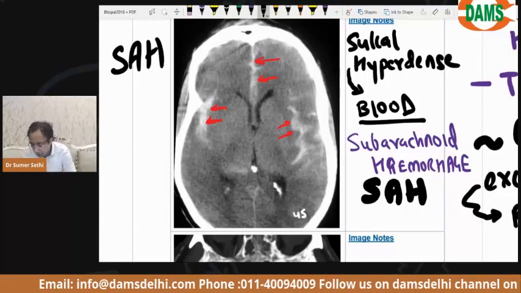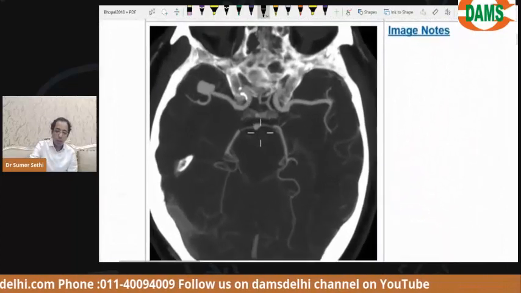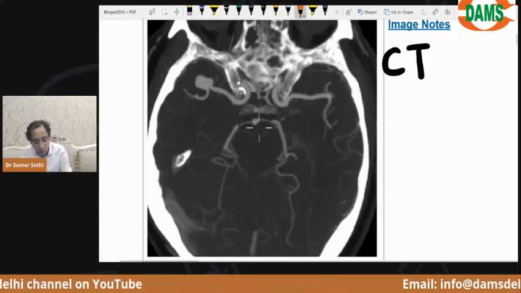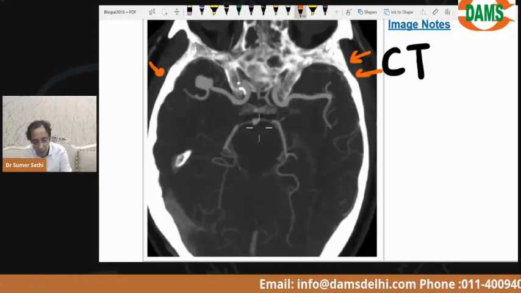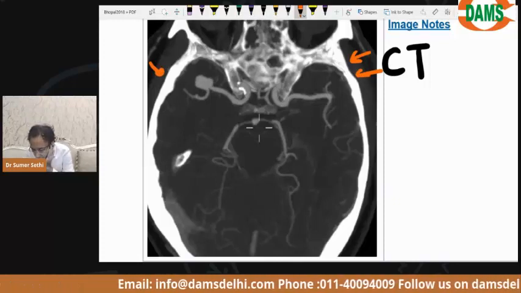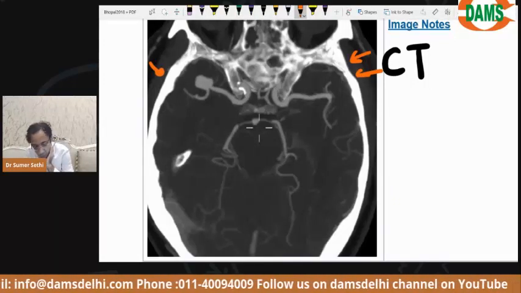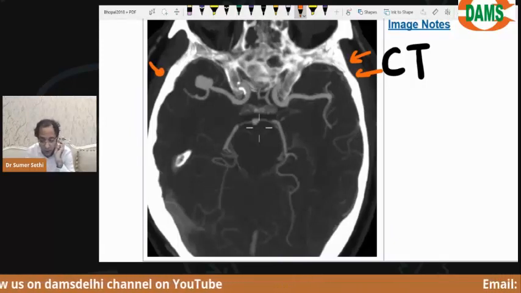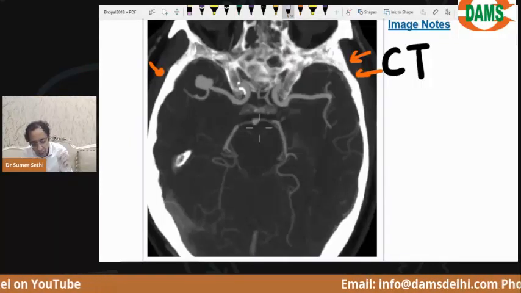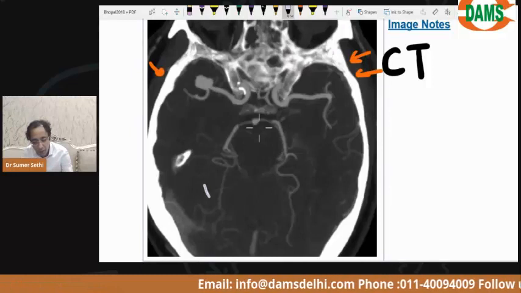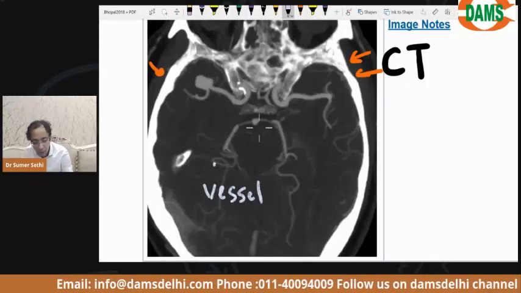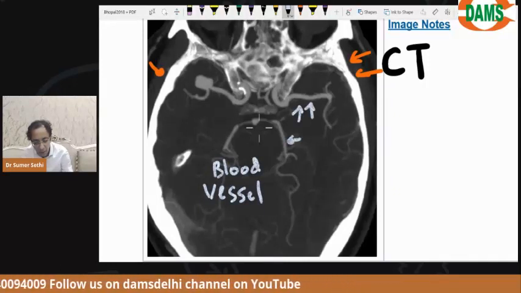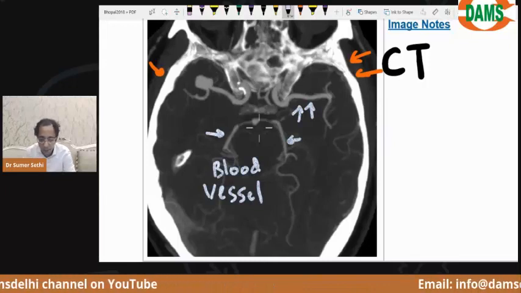Are you clear? Okay. Now I want you to look at this image and answer. Even this image is a CT scan. You can see the bones are appearing white. We are looking at a CT scan. But look at the image that I'm showing you. My question is, are we able to see the brain parenchyma in this image or the blood vessels? Anybody? We are able to see the blood vessels. The blood vessels are seen more prominently than the brain parenchyma.